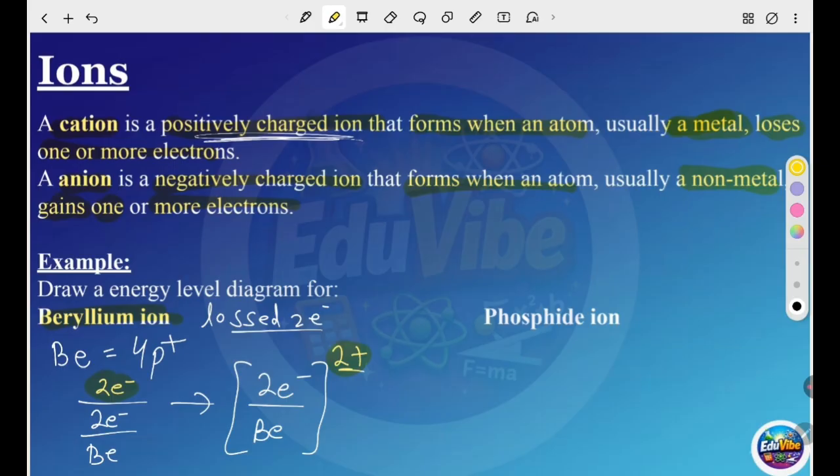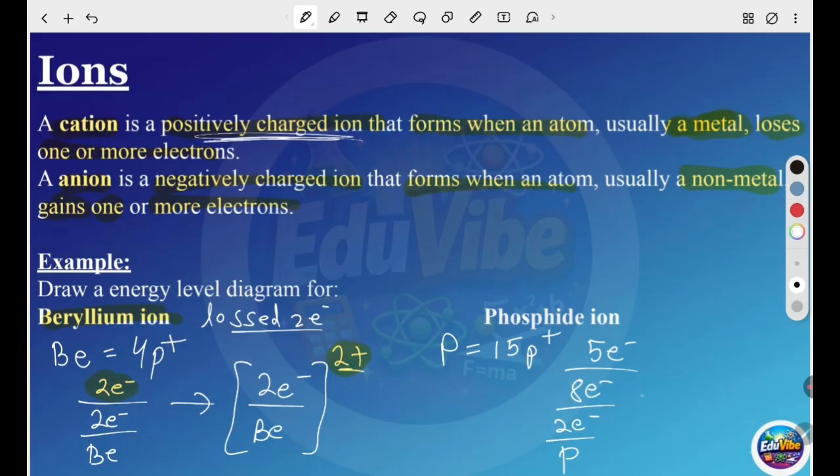For the next one, the phosphide ion. Phosphide ion has P, and we have 15 protons, which is the atomic number for this. So we have to make the energy level diagram firstly for this. Let's start with P. Firstly we have 2 electrons, then we have 8 electrons. Then how many electrons are left? We are left with 5 more.